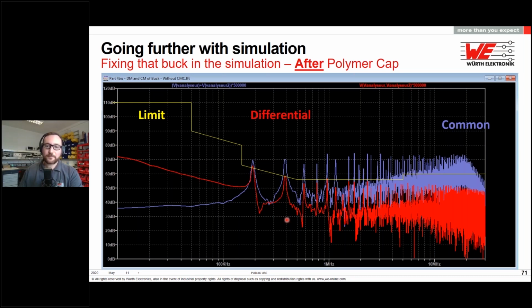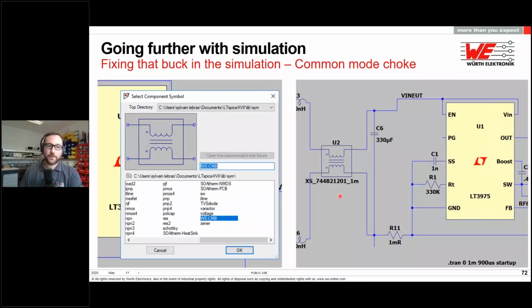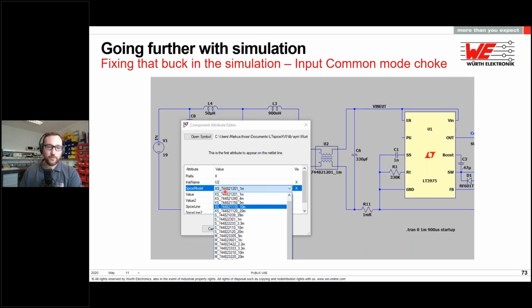To add a common mode choke into LTspice, you have to install the libraries from the website or directly from the library installer that will be available in the downloads. Once you have your CMB series, you can add it at the beginning, at the input of your device. You add your common mode choke and pick the value you want. It's a bit tricky.